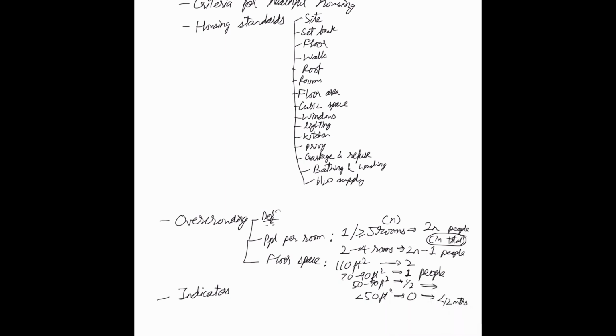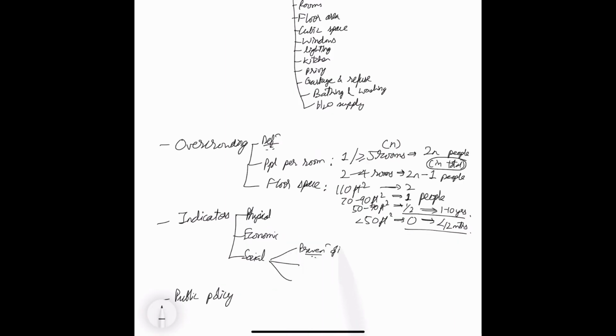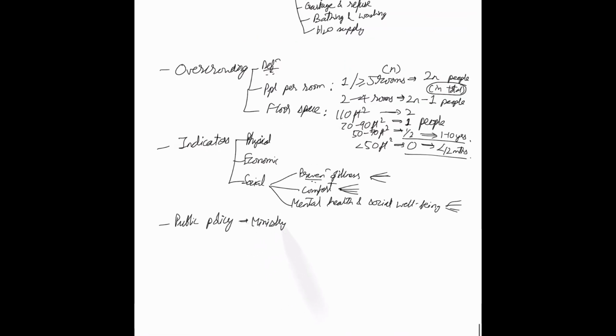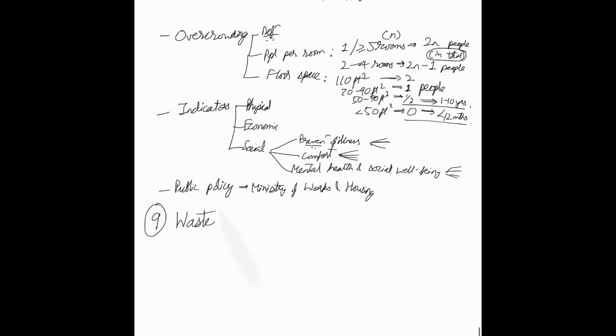Coming to floor space requirements: for 2 people, 110 square feet; for 1 person, 70 to 90 square feet; for half a person, that is basically anyone aged below 10 years, and less than 50 square feet for anyone aged below 12 months. The indicators of good housing are physical, economic, and social. Social, we have prevention of illness, comfort, and mental health and social well-being. These are further discussed in more detail, which is too much to represent here.